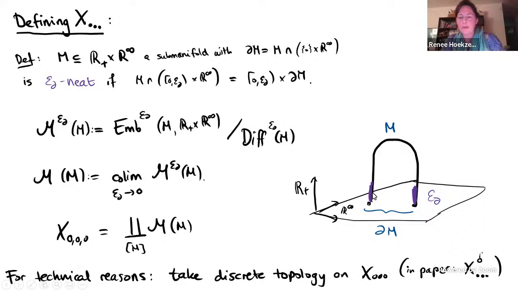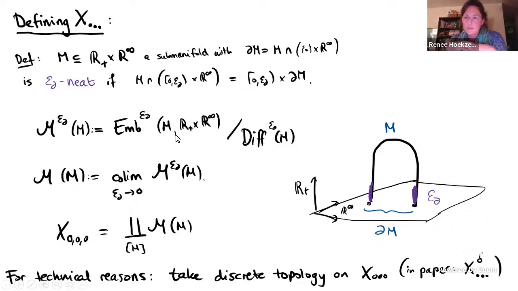Okay, and we want the boundary to lie nicely. We don't want it to be tangential to this plane, but we want it to stick out. So we introduce collars. We call such a submanifold epsilon neat, or epsilon boundary neat, if in a neighborhood of this plane, which is 0 times R infinity, my manifold is just cylindrical. So it's this interval times the boundary.